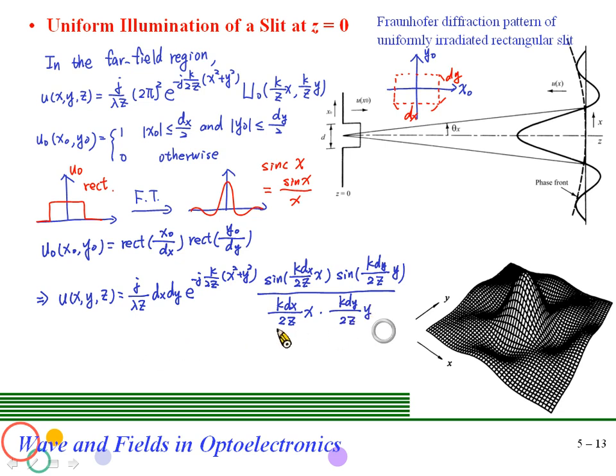To obtain this result, you have to first know the Fourier transform of the initial amplitude. But if you don't know the Fourier transform of the initial amplitude, you have to put the initial amplitude into the Fraunhofer diffraction integral. So we first write down the Fraunhofer diffraction of a rectangular slit here, and in the following slide I will show you how to obtain the same result from the integral equation.